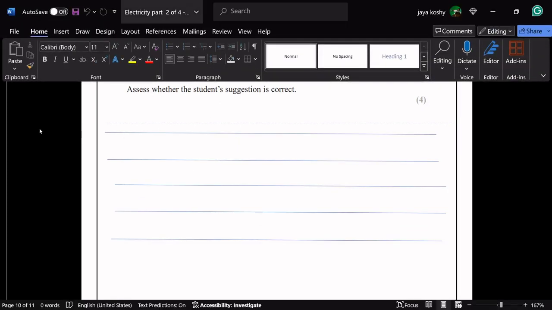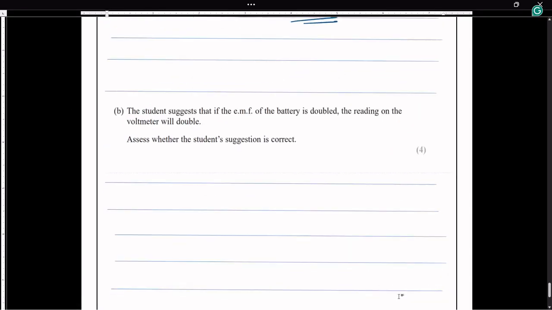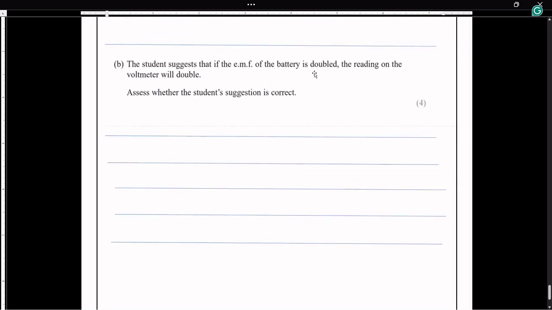Now the next one is, the student suggests that if the EMF of the battery is doubled, the reading on the voltmeter will double. This is whether the student suggestion is correct. So when EMF is increased, definitely the current will increase. When the current increases, there will be a heating effect. We have seen it in the previous questions. So temperature increases. So resistance of the thermistor decreases. Therefore, drop across the thermistor decreases.